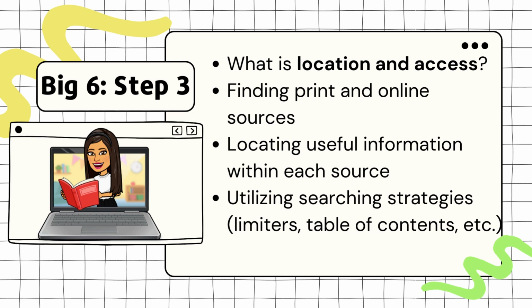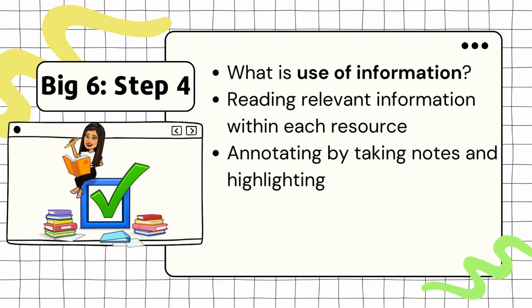Once you have located your resources, now you actually need to get the information from each resource. This is where you can use your headings or subheadings to help you figure out the most important information. Also, online, if you are looking through databases, use helpful search strategies like limiters, Boolean terms, a table of contents in a book. What is it that's going to help you find the information that you need?